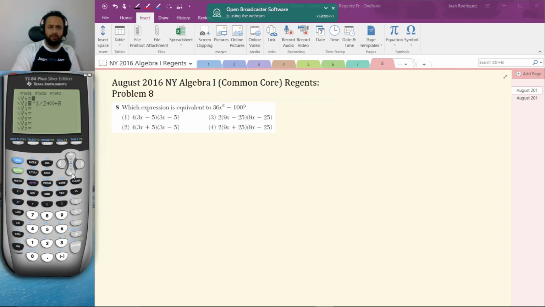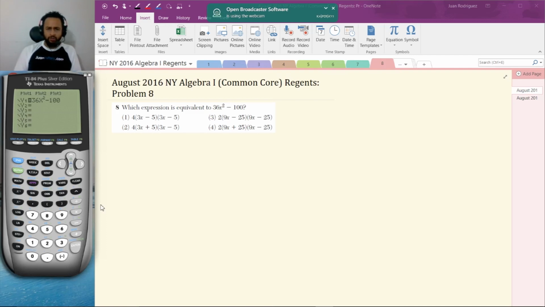be identically equal to the original for all values of x for which both expressions are defined. So the first thing says it's 36x squared minus 100. Okay, and I'm going to do choice 2.